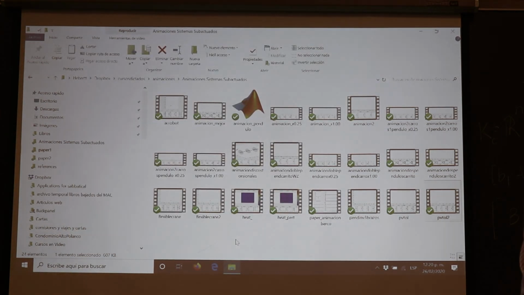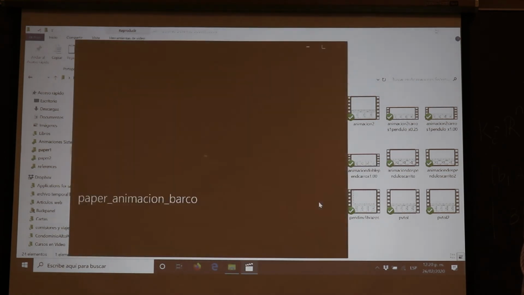This is very helpful. Very helpful to see the effect. And here's one of the ships.